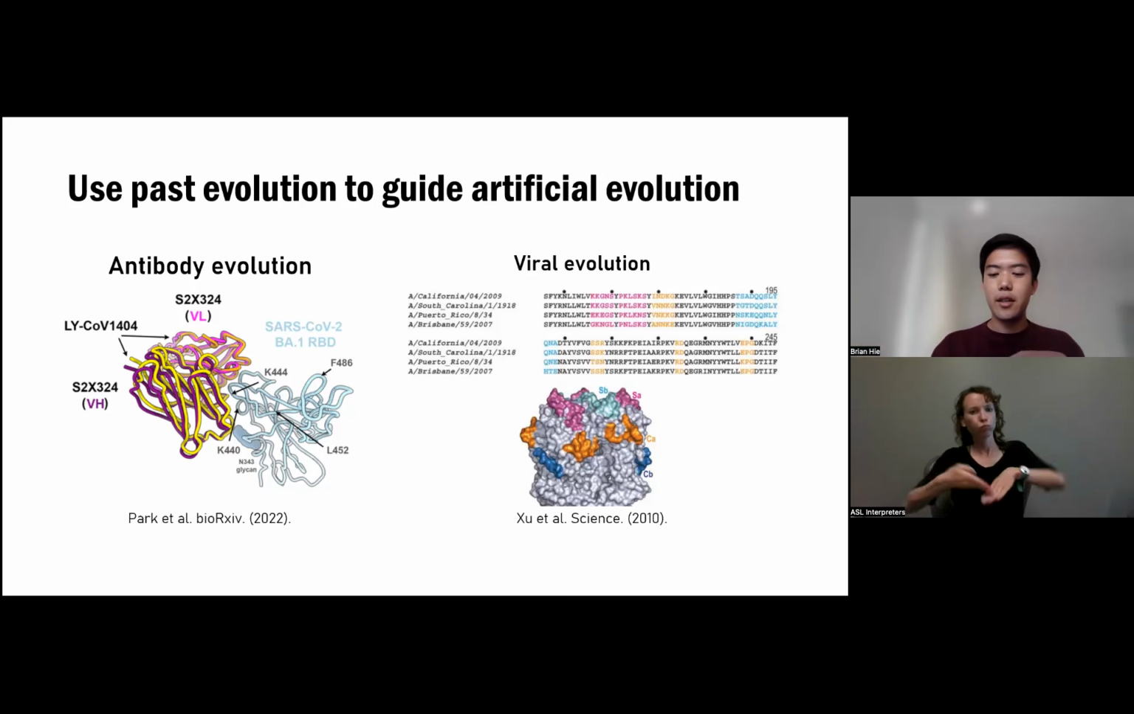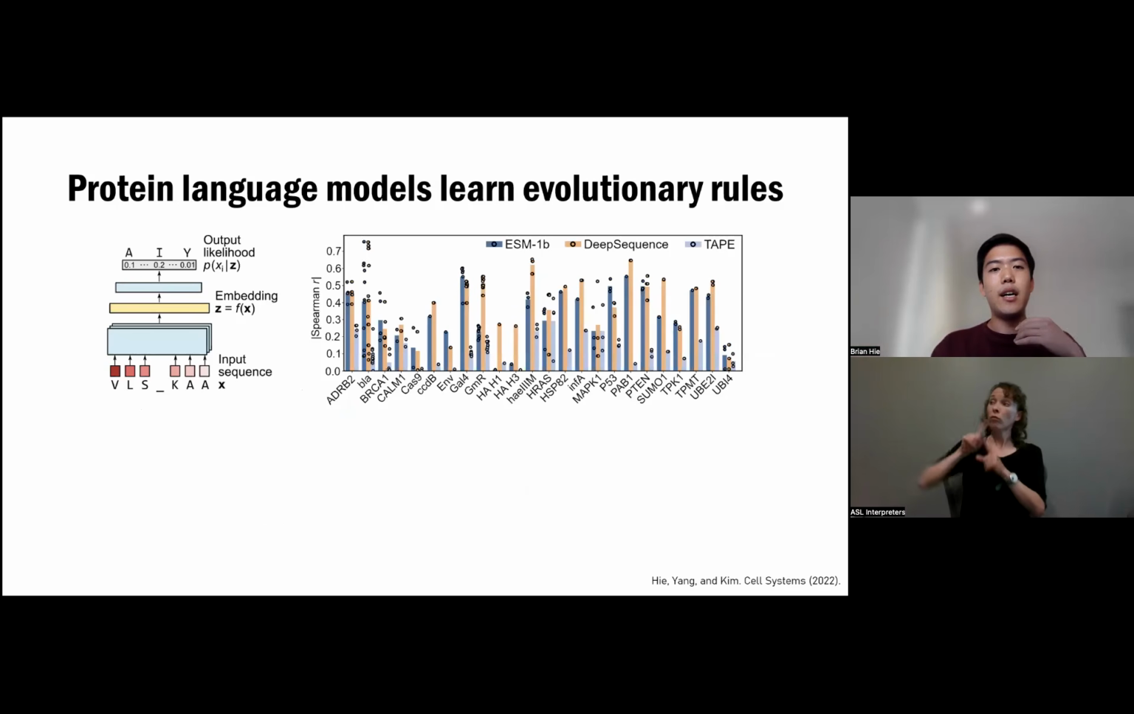Okay, so if we want to use past evolution to guide artificial evolution, how do we learn evolutionary patterns? The class of algorithms that we used in this project are called protein language models.